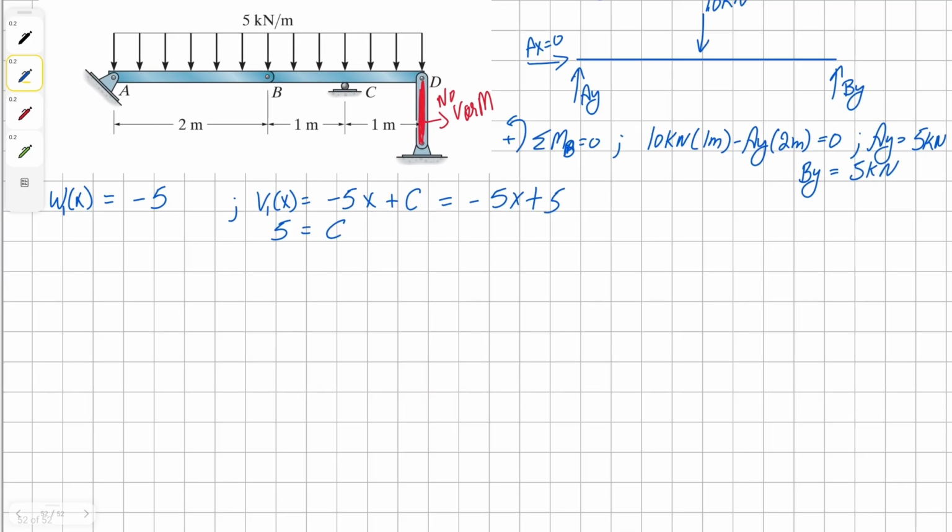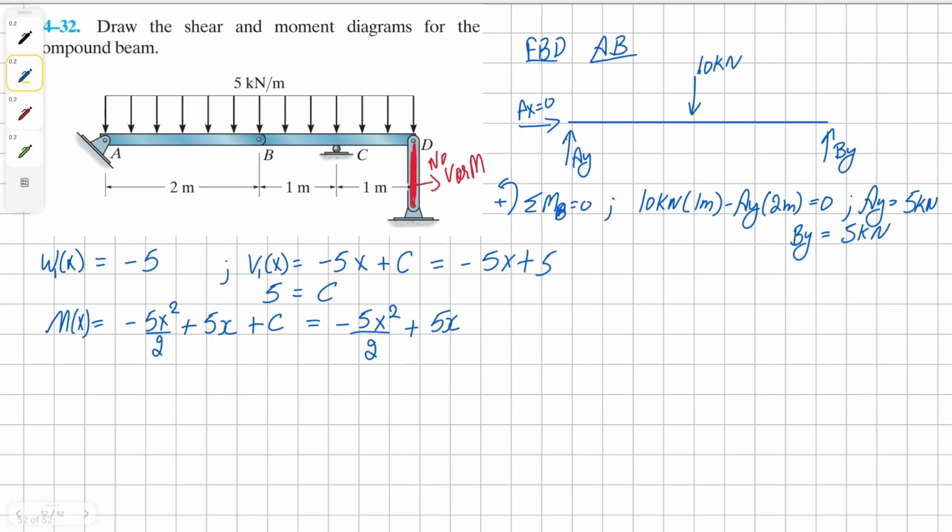After that, for the moment equation, same idea. We're going to take the integral of the shear equation. So we're going to have -5x squared divided by 2 plus 5x plus the constant. To find the value of the constant, we know our moment is going to be 0 when x is 0. Therefore, our constant is 0. And the equation is going to be -5x squared divided by 2 plus 5x. So this is for region 1.